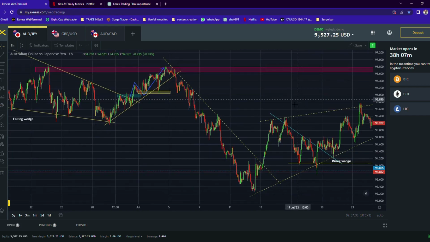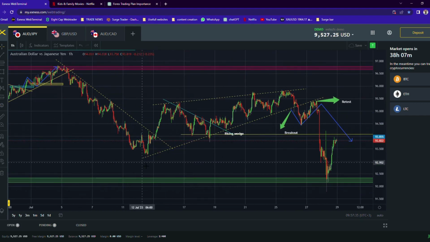And then let's try to look at a rising wedge. This is a rising wedge. This is created when you're seeing higher lows and higher highs being created, but the highs are rising more slowly than the lows.